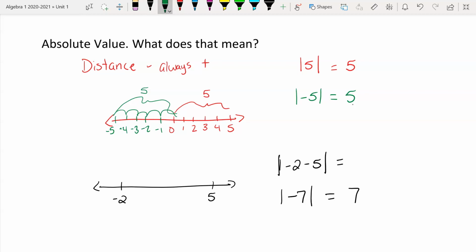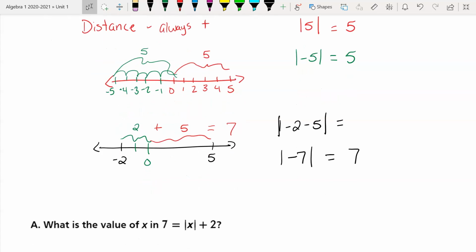Or you can think about it like this. How far is it from negative 2 to 0? Well, that's 2 units. How far is it from 0 to 5? Well, that's 5 units. What's 2 plus 5? That is 7. So the distance between those 2 points would be 7 units, aka the absolute value of 7. All right, so that's just a little remembering of the definition of absolute value and what it means.